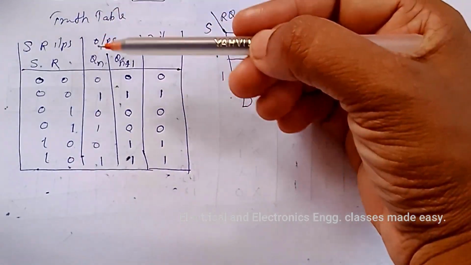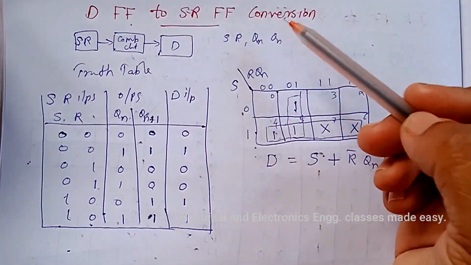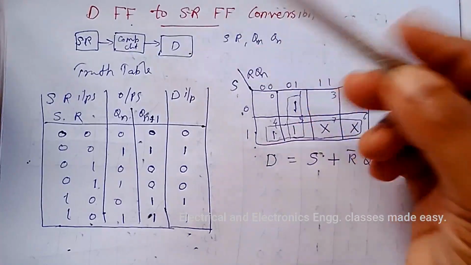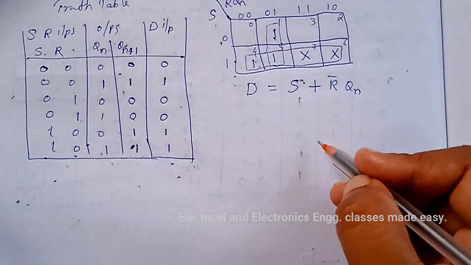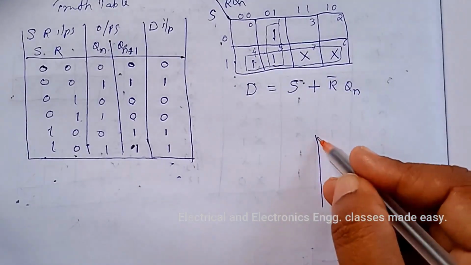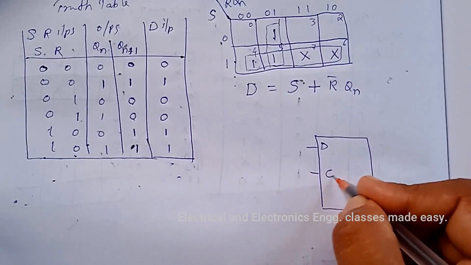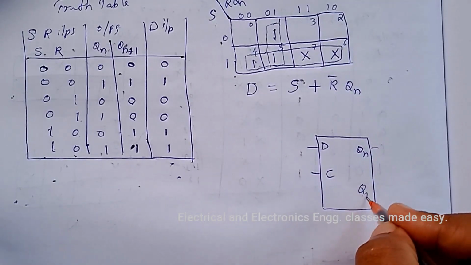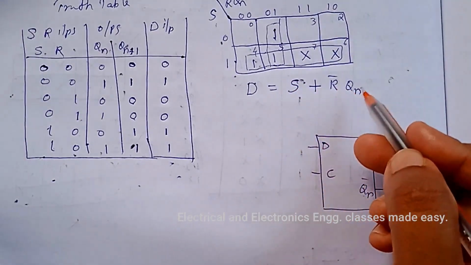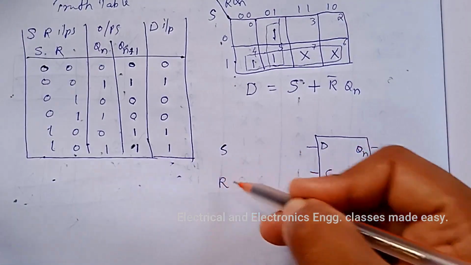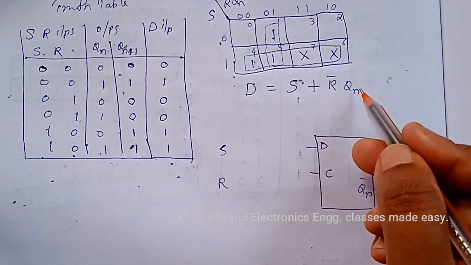That is, this is D to SR flip flop conversion. So D flip flop is the actual flip flop. So draw the actual flip flop, that is D flip flop, then Qn and Qn bar are the outputs, and D is equal to S plus R bar Qn. So S and R are the required flip flop inputs. So S plus R bar Qn.